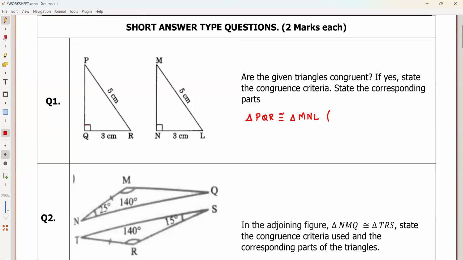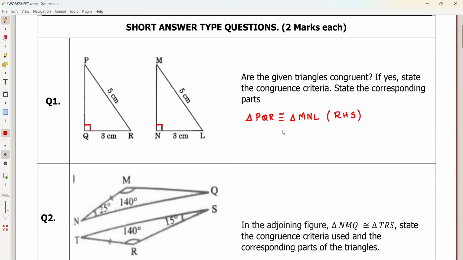One of the angles is 90 degrees. What can you say? 90 degree means, then it is RHS, sir. So 90 degree right angle, hypotenuse and side. Okay, right angle, hypotenuse and side criteria. I can say these two triangles are congruent. Now state the corresponding parts.